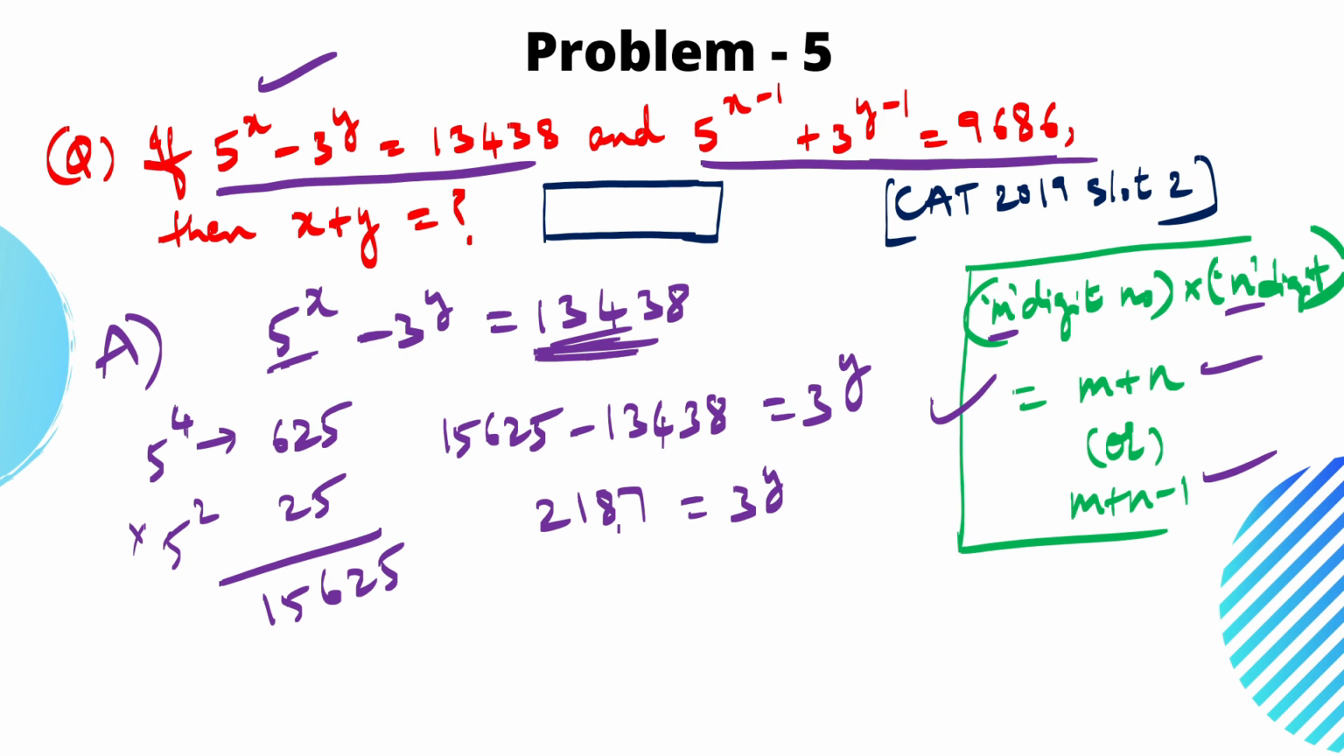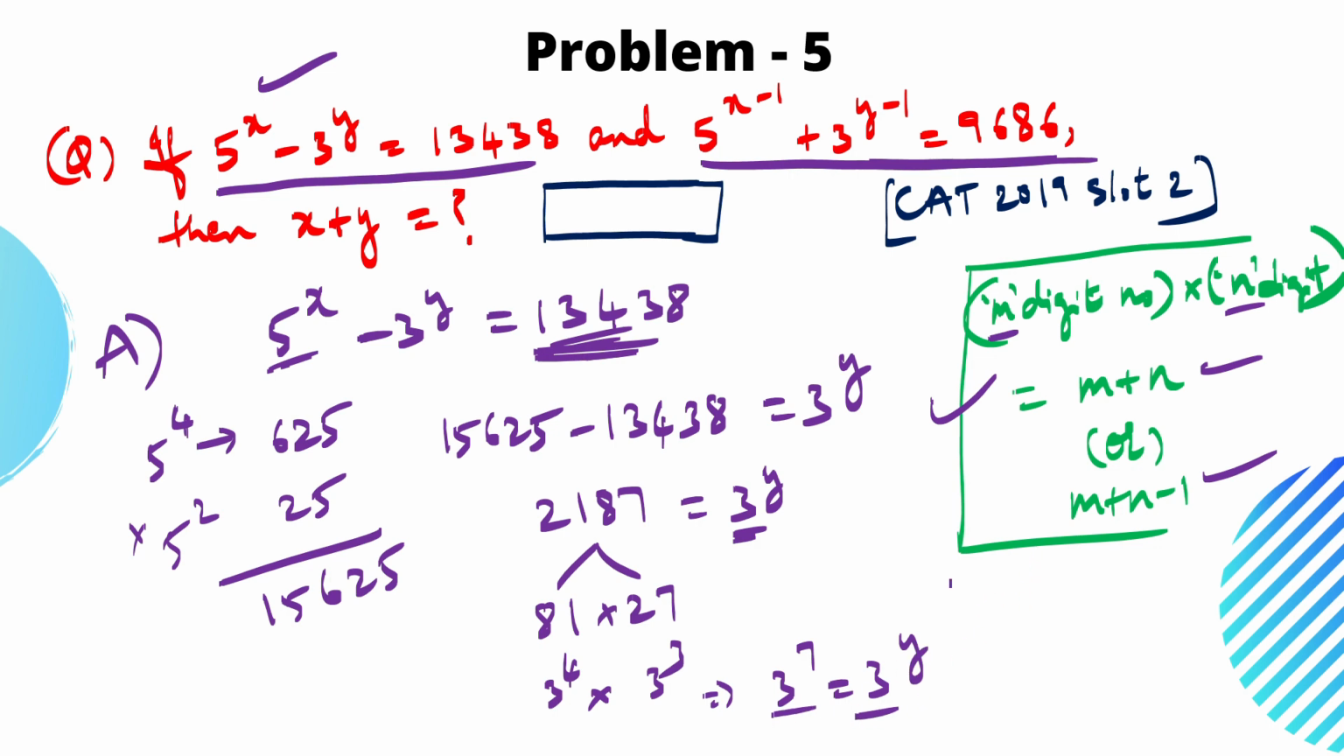Just split this value 2187. One hint here is, on the other side we have base 3. So you have to split in such a way that you get the value in terms of base 3, right? So 2187 can be written as 81 into 27. 81 can be written as 3 power 4. 27 can be written as 3 cube. Now 3 power 4 into 3 cube, this is equal to 3 power 7. This is equal to 3 power y.